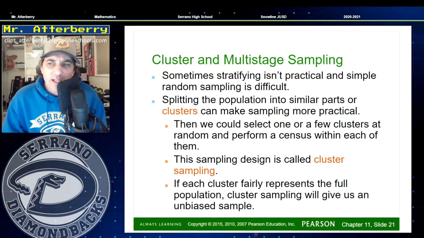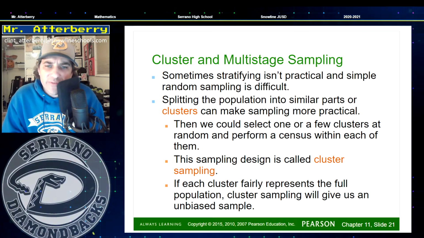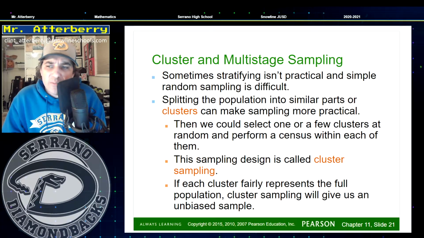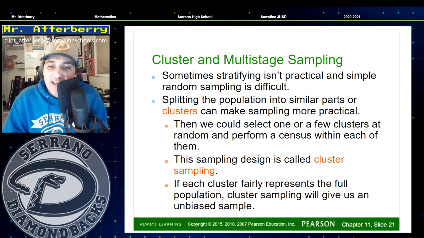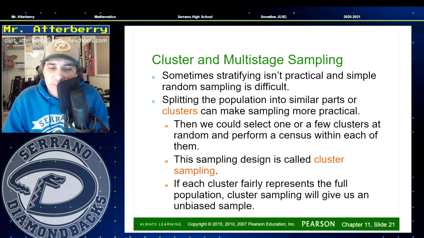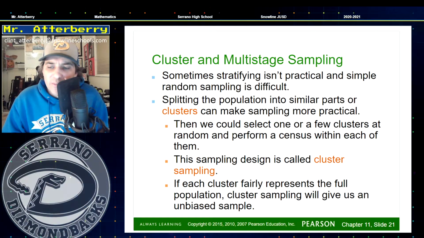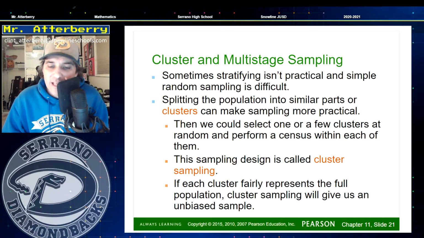Sometimes stratifying isn't practical and simple random sampling is just too difficult. Splitting the population into similar parts or clusters can make sampling more practical. Then we could select one or a few clusters at random and perform a census within each of them. This sampling design is called cluster sampling. If each cluster fairly represents the full population, cluster sampling will give us an unbiased sample.